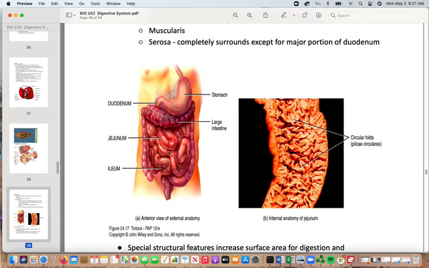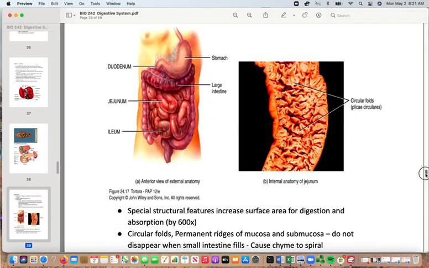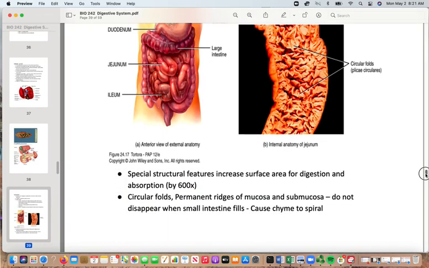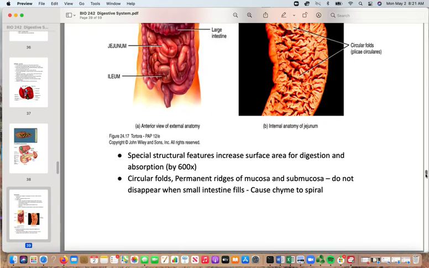So here again you can see where you've got the small and large intestine. Here is an internal view of the jejunum where you can see all of these circular folds in there, the plicae circulares. So a lot of these folds in here are to help increase the surface area for digestion and absorption. It increases it by about 600-fold in there. You need to have a membrane for things to be absorbed, so the more membrane, the better.